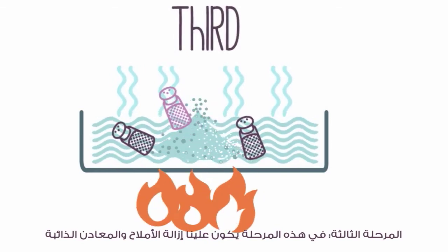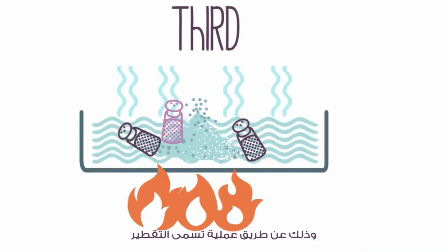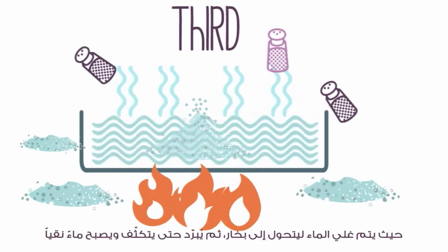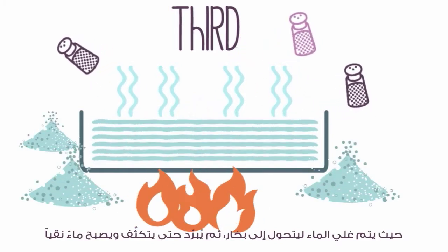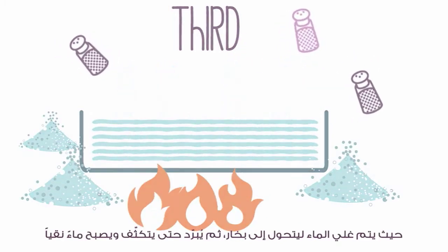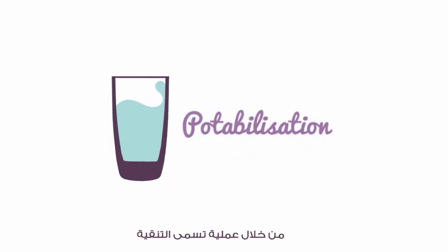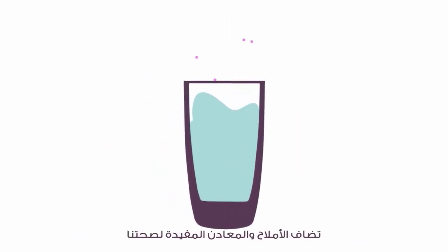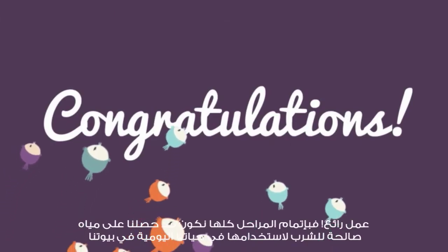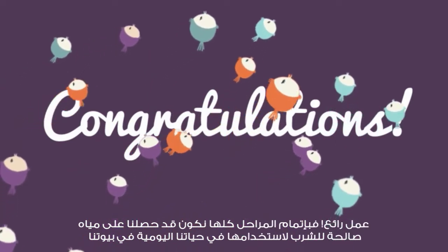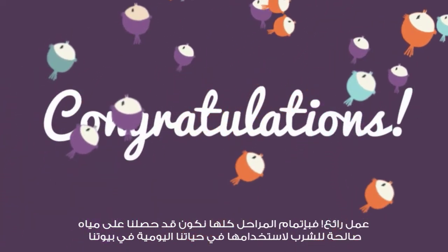Third, we must remove this salt. We do this by heating the water and turning it into steam, which then cools and condenses as pure water. Finally, we make the water drinkable. It's a process called potabilization, and it's really simple. We take the pure water and we add to it important minerals that are very good for our health. Congratulations! You now have water that you can drink and use every day at home.